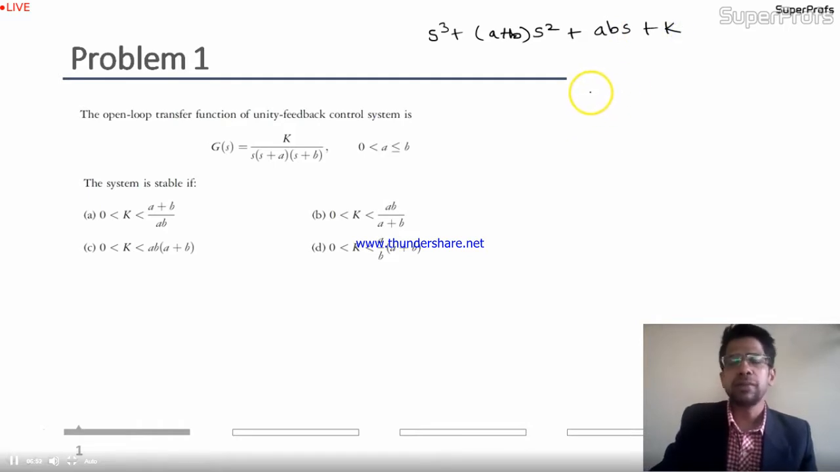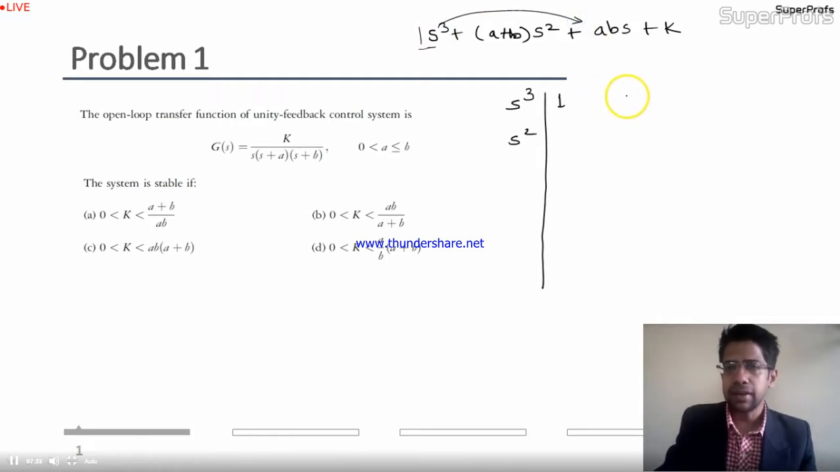Now the Routh array is built simply: you first write the highest degree of S. So we have written S cube, and just below it write the power of S one degree lesser. To build the Routh array, you write the alternate coefficients from S cube. So you write 1 in the first place, then the alternate coefficient, that is AB, which is the coefficient of S, and then the next alternate, which is nothing. So you won't write anything here.